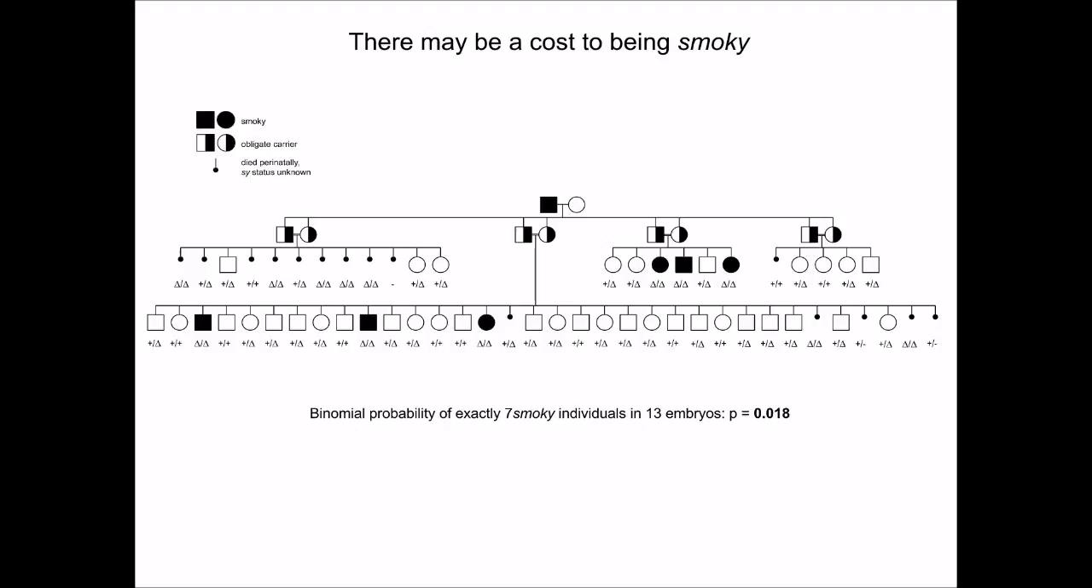There is also a cost to being smoky. Until now, from mammalian studies, we thought MC1R can be mutated easily because it is a terminally expressed gene, that is, it's expressed only in melanocytes and nowhere else. However, enrichment of smoky genotype in the unhatched eggs says otherwise.